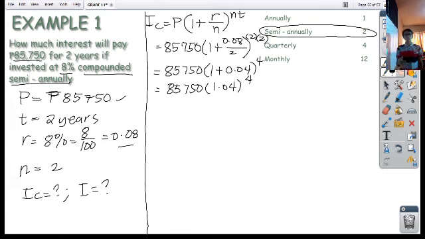Now, if you are using your Android phone and the other calculator that I encourage my students to use, I will show it here right after this clip. So, 85,750 pesos, you press that on your calculator. Then 1.04, then the parenthesis, then the exponent symbol or the raise symbol, then press 4. Then equal, and there the value of our I sub C will show up. So, let us watch this clip.